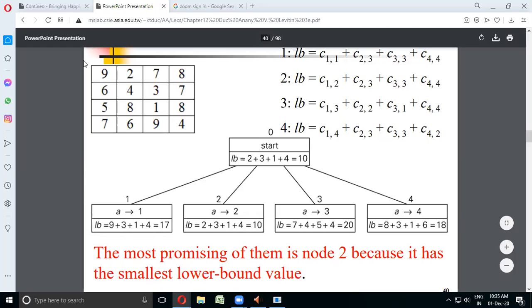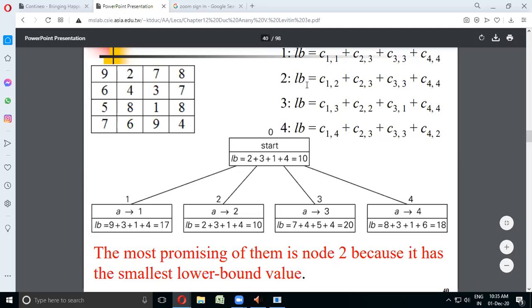So C11: the first person is assigned the first job. So what is the cost incurred? 9. So 9 plus 3. Second person, third job. Third person, third job. And fourth person, fourth job. So 9 plus 3 plus 1 plus 7, I'll get 17. Add it. Okay. Now, if I'm going to assign, what are the other possibilities? Let us understand. Okay.